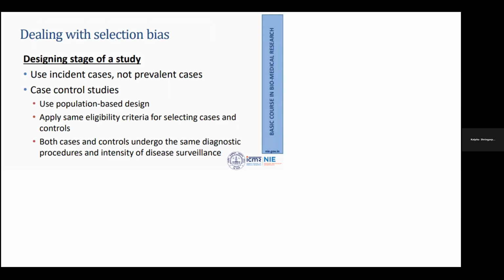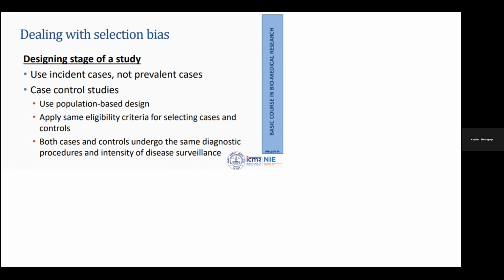So how do I deal with selection bias? First, it could be in the designing stage of the study. I do not take only prevalent cases. I take incident cases as and when they occur. Usually not taking a hospital-based study design, but using a population-based design so that there is no chance of only those patients or people coming to the healthcare sector who are included in my study.